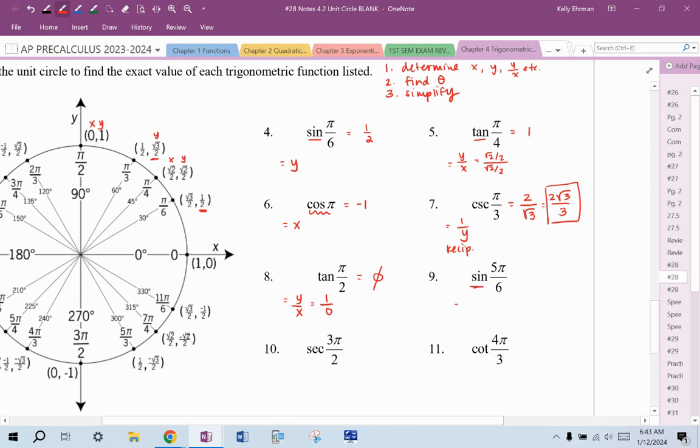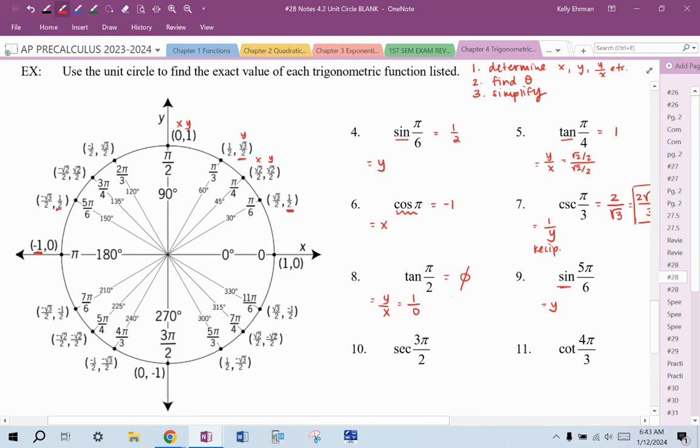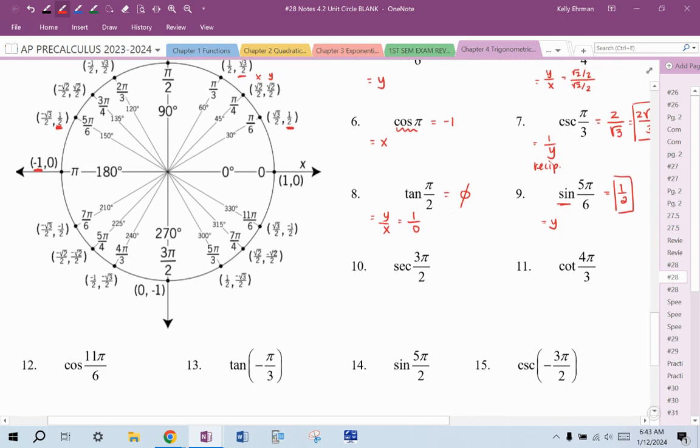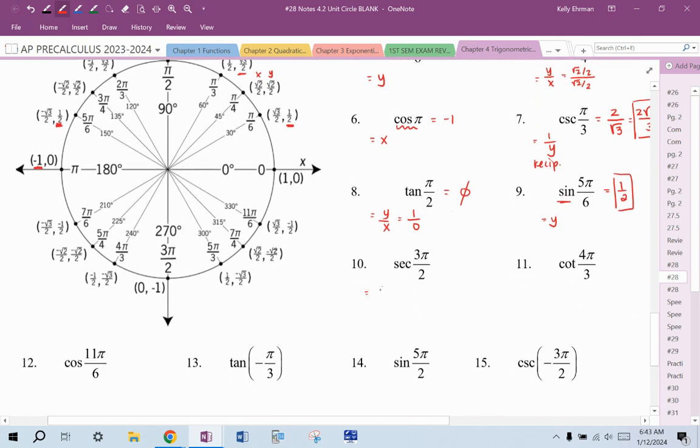Sine is equal to y. Go to 5 pi over 6. Take a look at the y coordinate. The answer is 1/2. Secant goes with cosine. It's the reciprocal of cosine. So 1 over x. Go down to 3 pi over 2. X is 0, so 1 over 0 is undefined. So again, we get undefined.